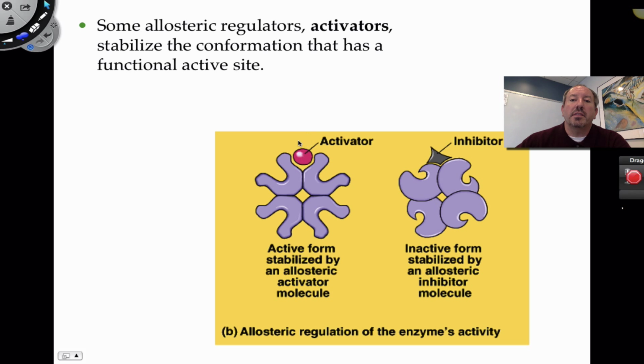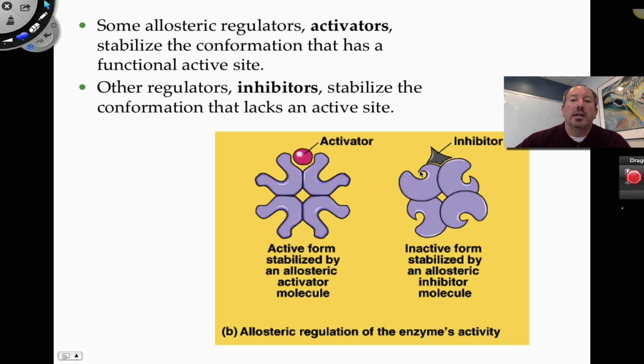So if you get something that sticks on here, that could actually open up the active sites. So these are called activators, as shown in red. If something like this, dark, which is the inhibitor, bonds to an allosteric site, it actually influences the active site so that the enzyme doesn't work as well. So again, both of these are good. Sometimes you don't want it to work well, sometimes you do want it to work well.